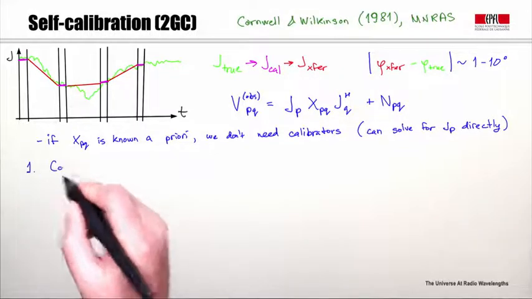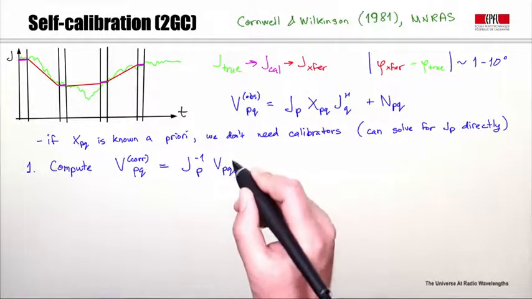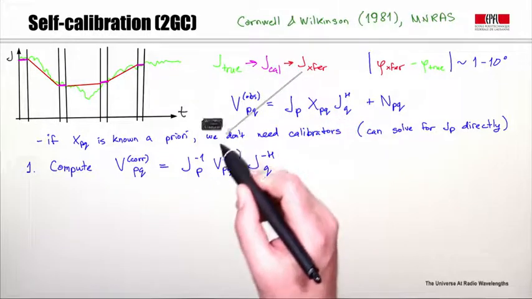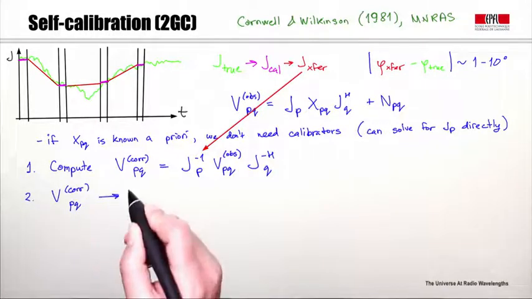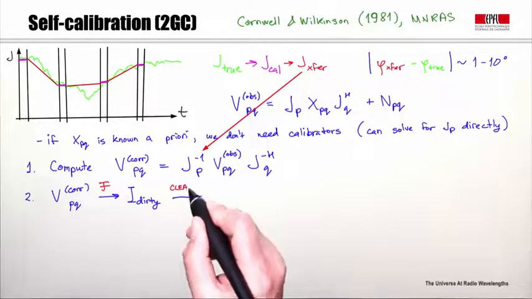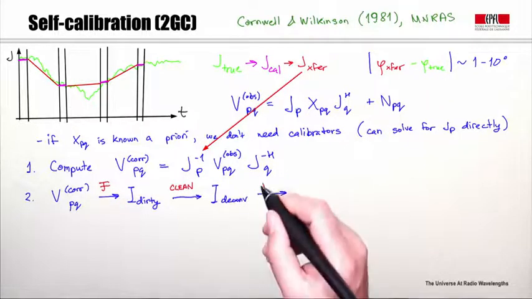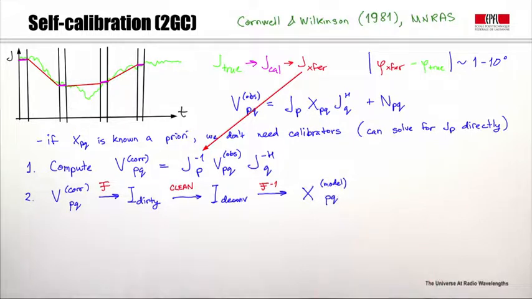Right. So let's start by computing corrected visibilities. We do it here like this, we take the inverse of the J, and the J's we get from calibration. We get them from here. Then we image the corrected visibilities via Fourier transform. That gives us our dirty image. Then we deconvolve using CLEAN or some other method. And then we do an inverse Fourier transform, and this gives us the model visibilities, X_qp. And that is our best guess for the target sky, for now at least.